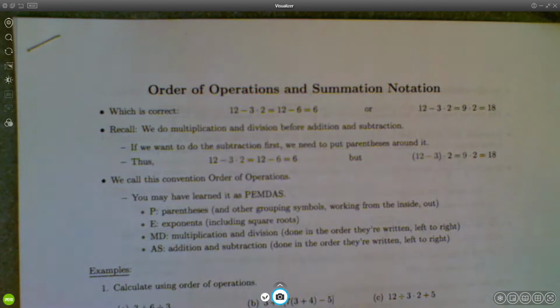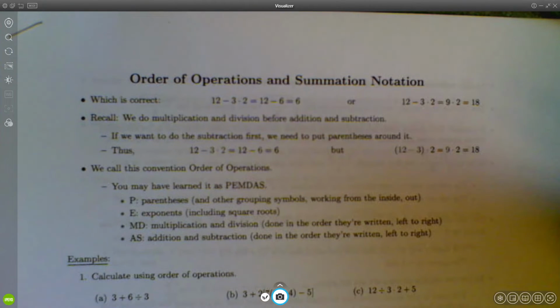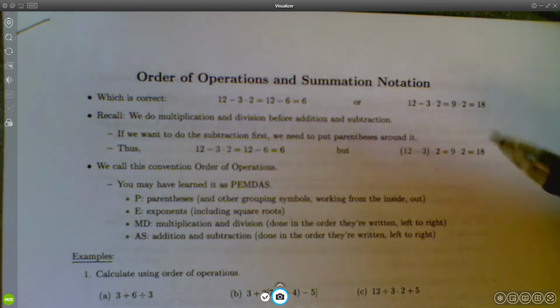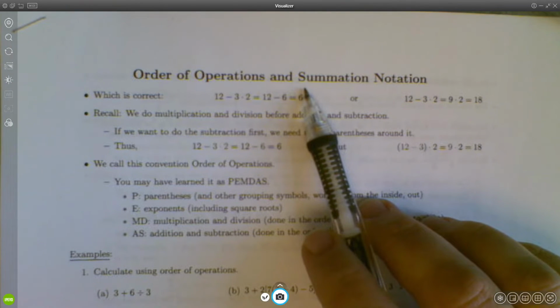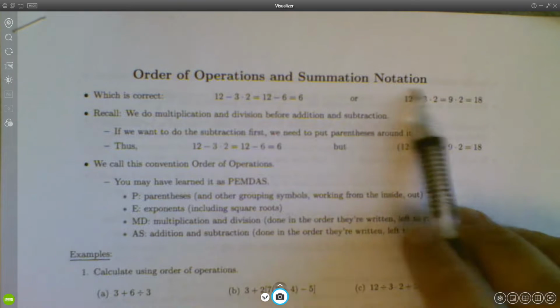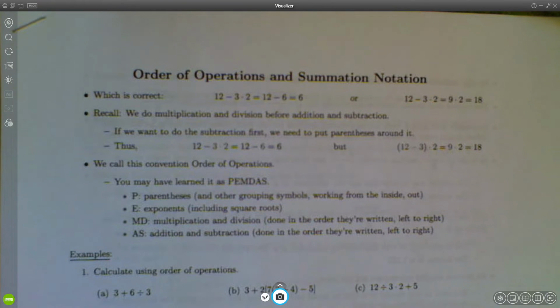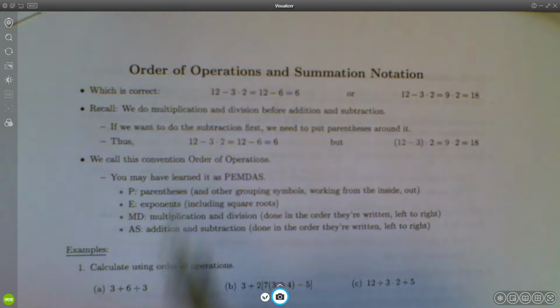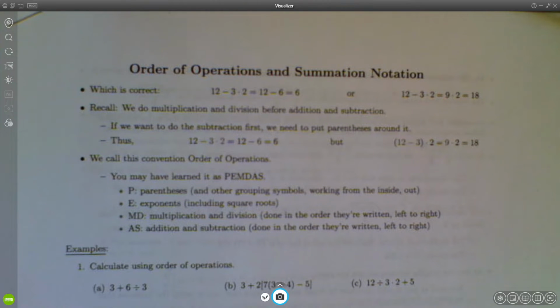Alright, so I want to talk a little bit about order of operations, and then I want to introduce something that is probably new for a lot of you, which is called summation notation. The order of operations part will probably just be a little bit of a review, and mostly I just want to make sure that we all know how to use our calculators correctly.